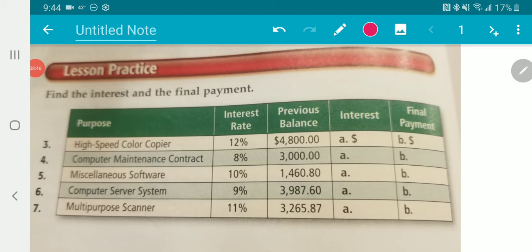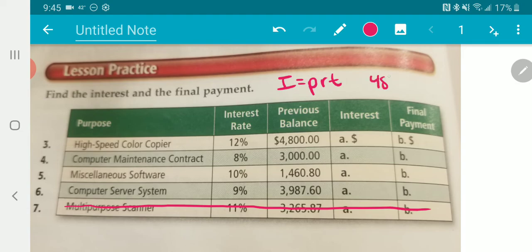For unit 8, lesson 5, we have questions 3 through 6 down here. Don't worry about number 7. For number 3 through 6, it says find the interest and the final payment. So we have our previous balance. I know that interest equals PRT, my principal times my rate times my time. In this case, my high-speed color printer is 12% interest, and I have a previous balance of $4,800. So for number 3, I would take that $4,800, my principal, times 0.12, times the next month, which would be 1 over 12.